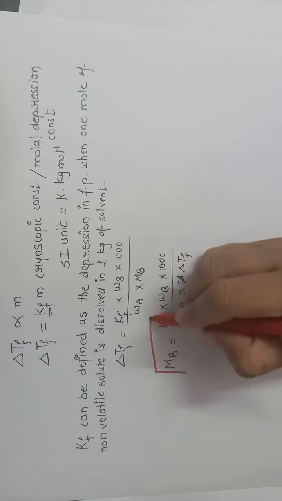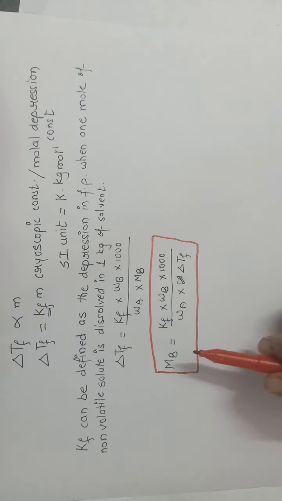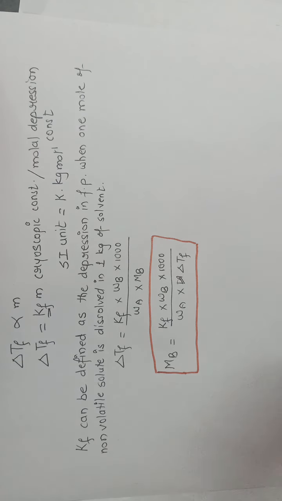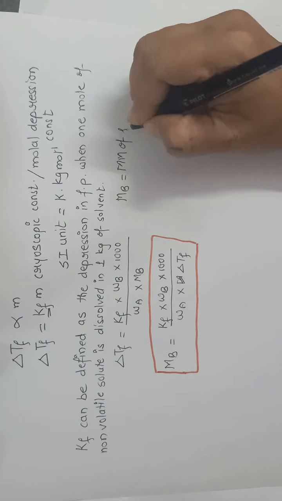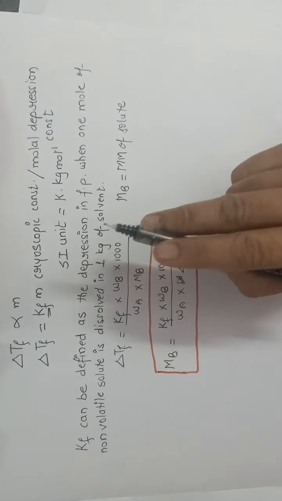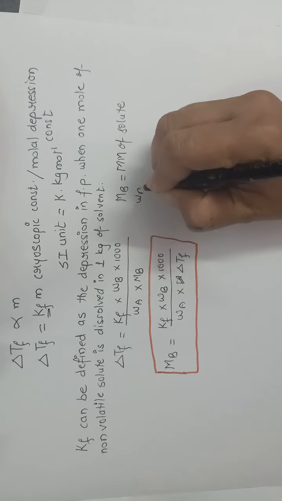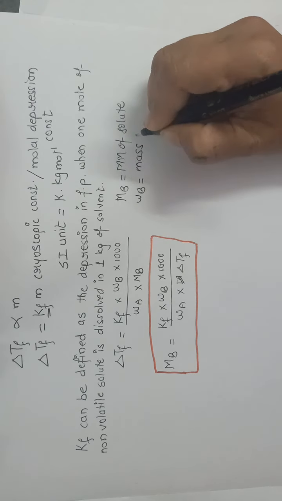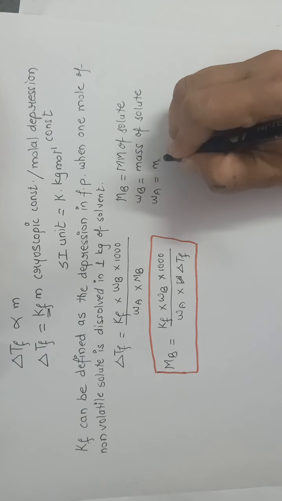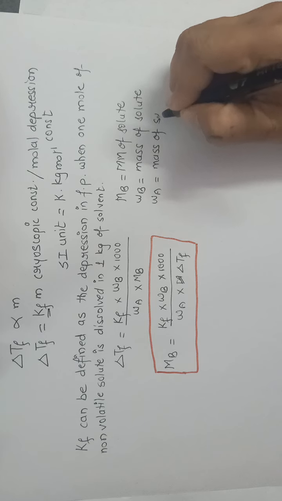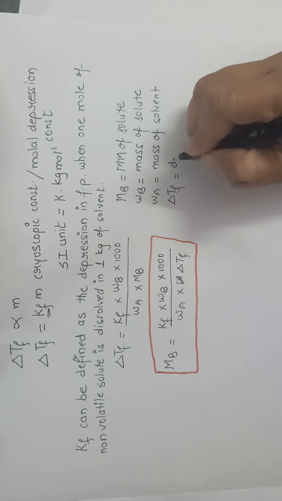So this is the formula based on which we will have a lot of numericals. The numericals based on colligative property will always be of 3 marks. Now in this formula, MB represents the molar mass of the solute. Kf, I have already told you, represents the cryoscopic constant. WB represents the mass of the solute. WA represents the mass of the solvent. And del TF represents the depression in freezing point.